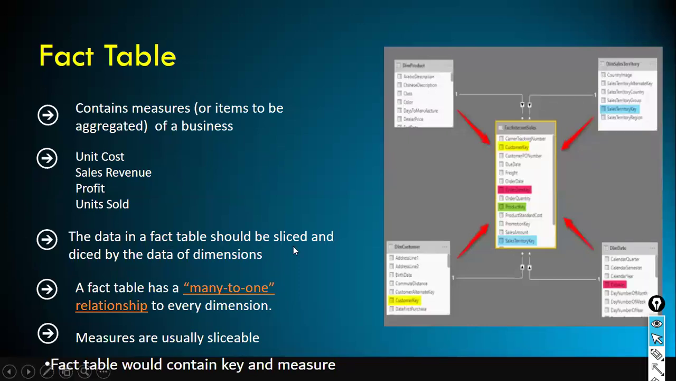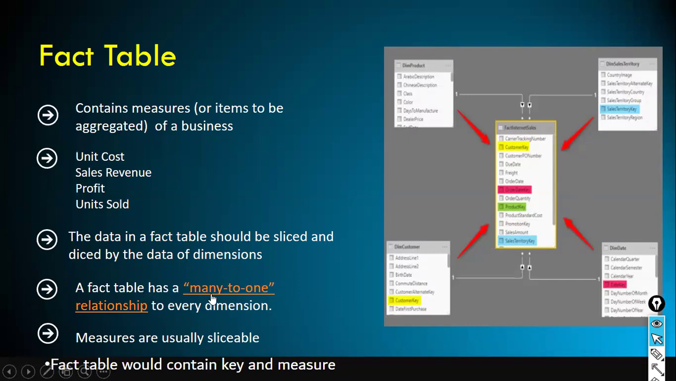The data in a fact table should be sliced and diced by the data of dimensions. So the fact table needs to be sliced and diced by the data of the dimension table. See, this is surrounded by your dimension tables. So if you want to slice the sales based on the territory, North region, or APAC, Asia Pacific region, how much sales we made, we are slicing only a small portion, the specific part of the data, and dicing it with this one.